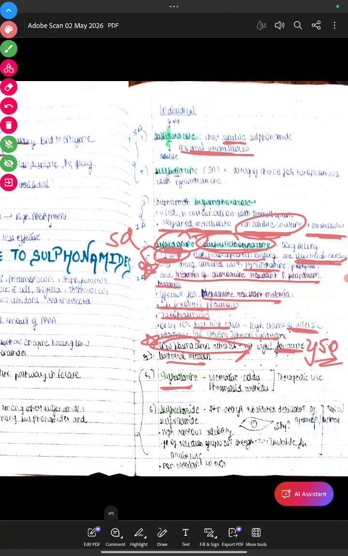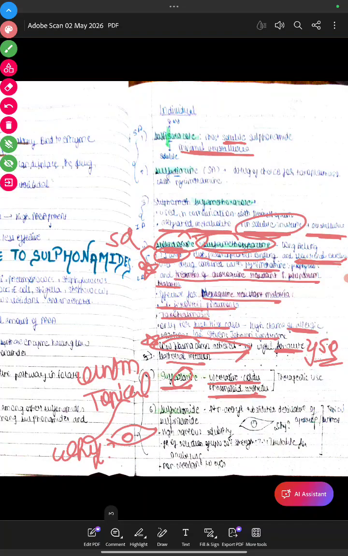Okay, now sulfasalazine. Sulfasalazine is used for ulcerative colitis and rheumatoid arthritis. Sulfacetamide is used in the eye. Okay, this is a topical drug. It is used as an ointment.